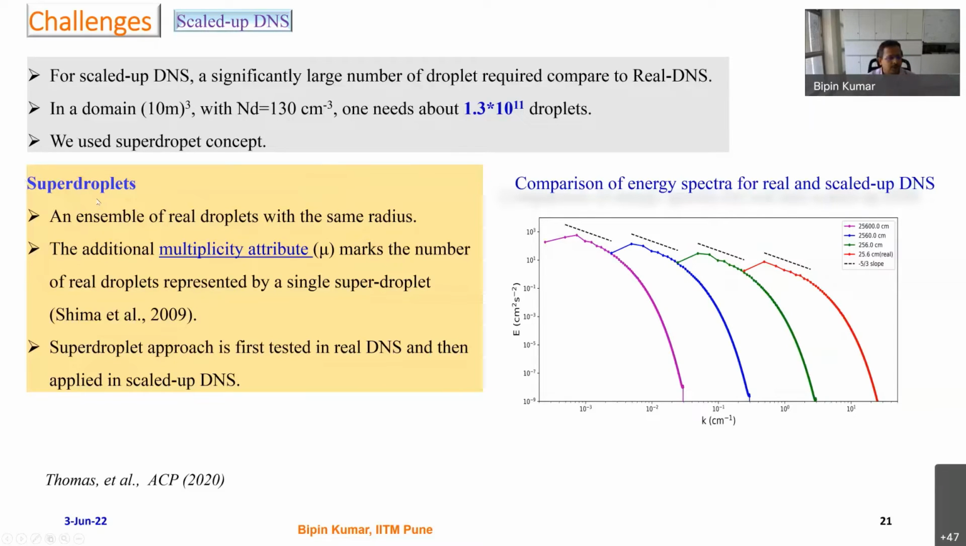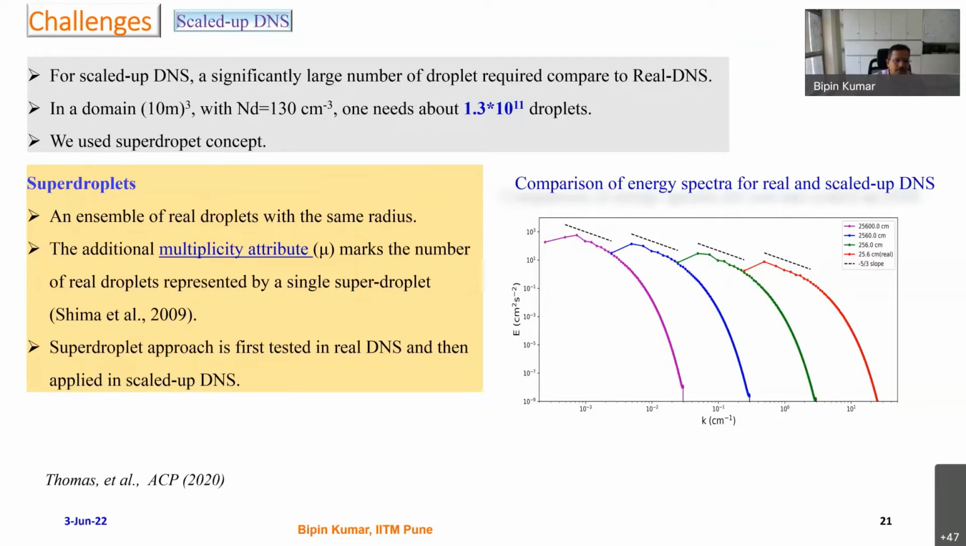The super droplet concept is not new. It came about 10 years ago from some Japanese scientists. They say that we can consider a bigger droplet, call it a super droplet. It contains many smaller droplets of the same property, like the same size, and each super droplet has a multiplicity attribute, called mu. The mu tells how many droplets are in a particular super droplet. So instead of real droplets, we take the super droplets and do the simulation. In this way we reduce the number of droplets. Finally, we can do the simulation in a bigger domain without doing too much computation.